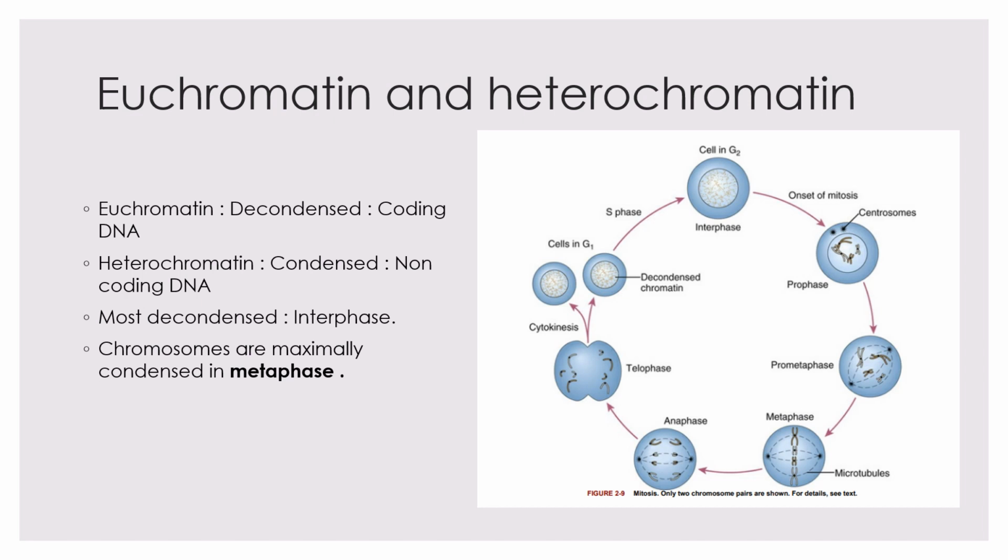Now, coming to the concept of euchromatin and heterochromatin. What is euchromatin? Euchromatin is nothing but the decondensed chromatin. Heterochromatin is nothing but the condensed chromatin. Okay. Euchromatin is the coding DNA. Heterochromatin is the non-coding DNA. And in interphase, the DNA is most decondensed. Chromosomes are maximally condensed in the metaphase. Now, while euchromatin, the decondensed form, is the coding DNA.